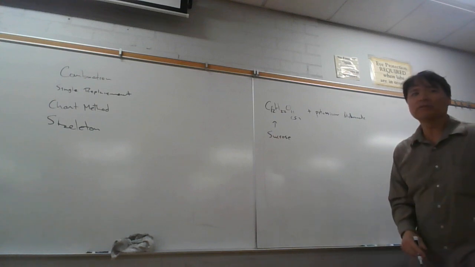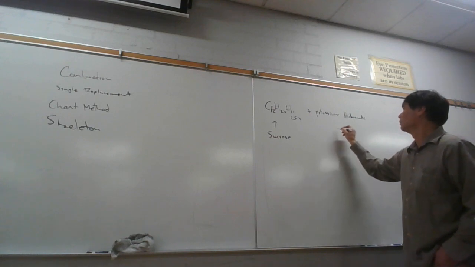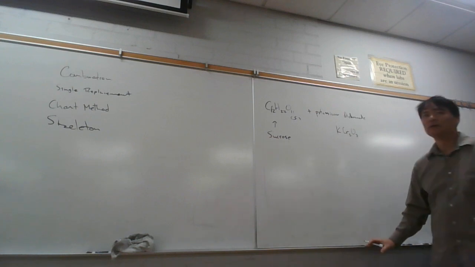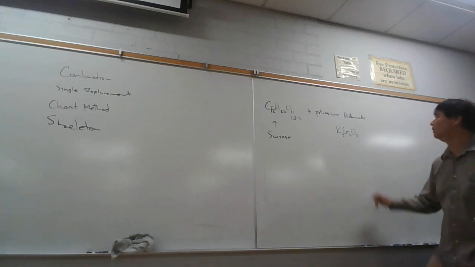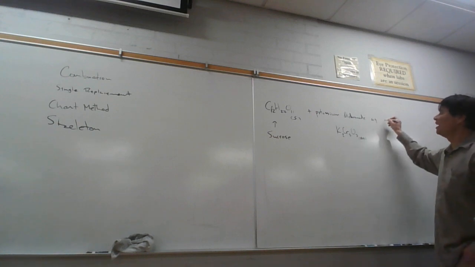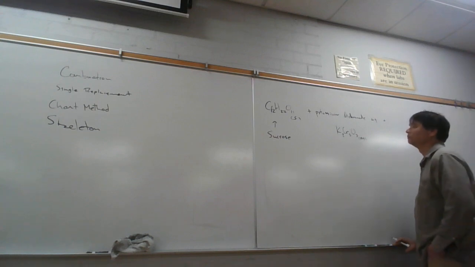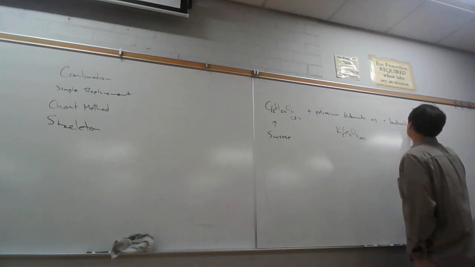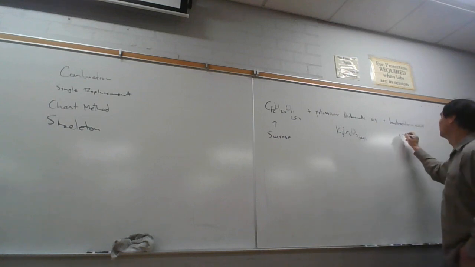Potassium dichromate, what's the formula for potassium dichromate? KCr2O7. Cr2O7, close, very close. K2Cr2O7. Aqueous. This will be aqueous. And we're going to throw in some acid in here. Let's throw in some hydrochloric acid. Hydrochloric acid's formula is HCl.